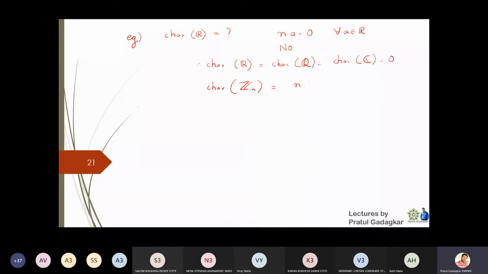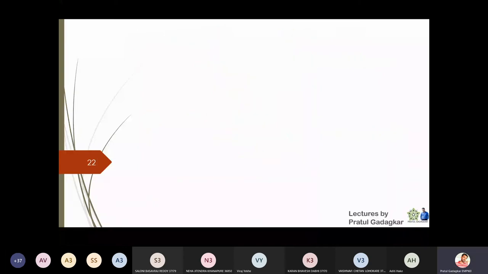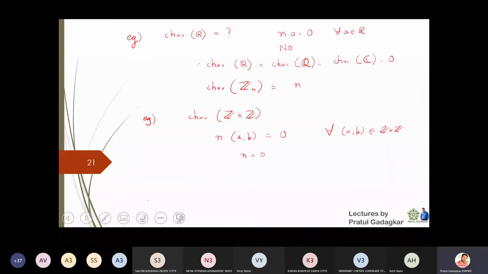Can we find the characteristic of Z cross Z? What is the characteristic of Z cross Z? What number should I multiply to (a, b) so that I will get 0 for all pairs (a, b) belonging to Z cross Z? There is no such number. So this means that I will declare that the characteristic is equal to 0. No such number.